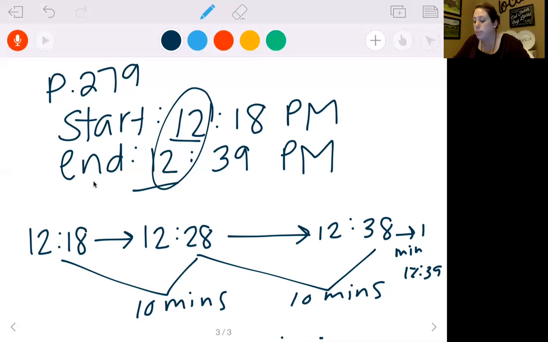Now let's do it the other way because you can't always do that if it's not the same hour number. So let's start at 4:26 and let's go up by 10-minute increments. So from 4:26 to 4:36 is 10 minutes. I'm just going to put an M to make it faster.